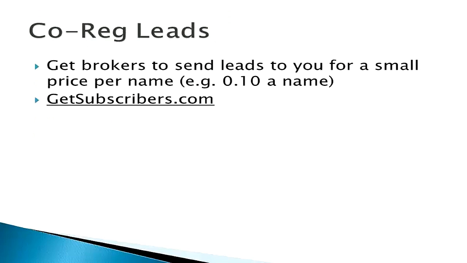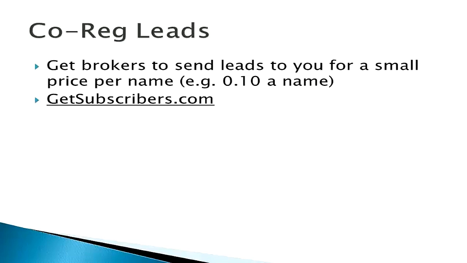Co-reg leads. Get brokers to send leads to you for a small price per name. For example, 10 cents a name. Another method you can do is co-registration leads, or co-reg leads in short. Co-reg leads are like this. You get email brokers to send leads to you for a small price per name that can range from 10 cents a name and so on.